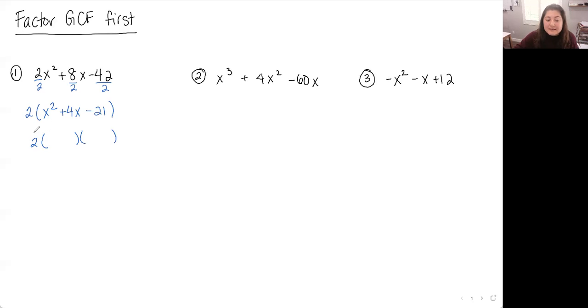So in here, I'm still going to keep this 2 because if I want the same exact expression, I need to keep everything that I've pulled out outside of the parentheses so that when I distribute it back, it's going to give me that same expression at the very top, right? So then in here, we know that x squared is going to be x times x. And then 21 is going to be 7 times 3. So if I do 7 minus 3, I get positive 4. So this will be a positive 7, negative 3.